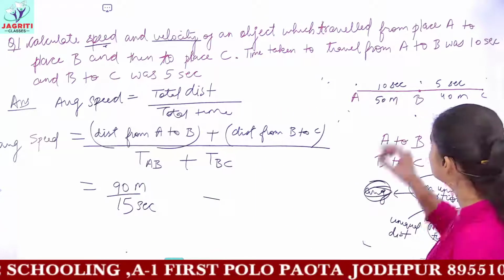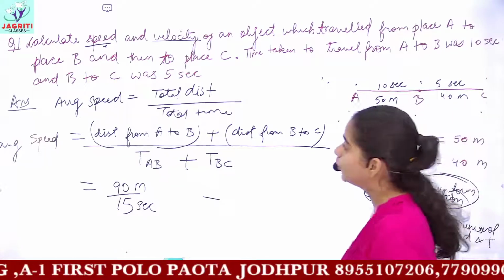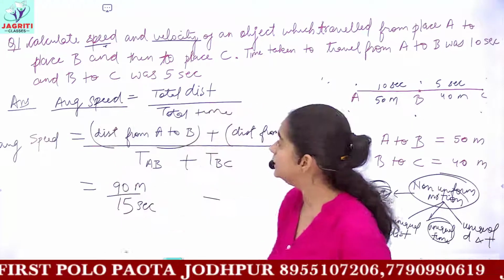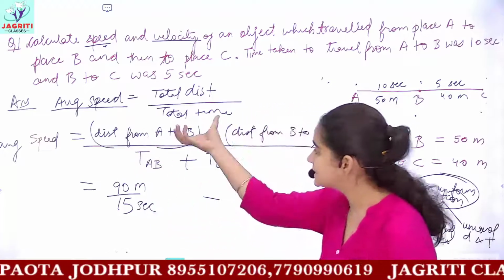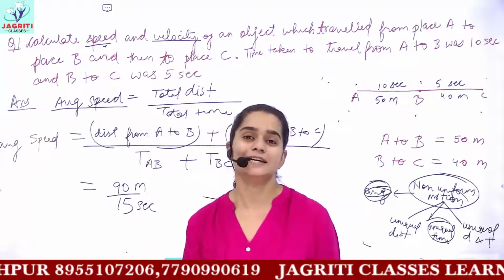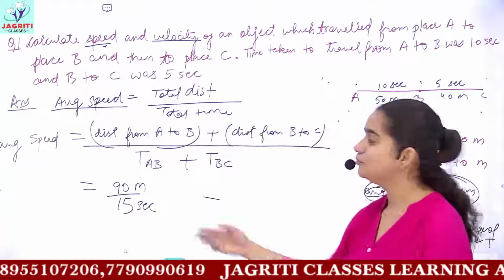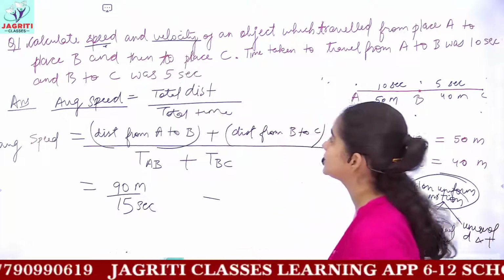Because you are given two different time intervals and two different values of distance, the formula which we used is of average speed, which says total distance upon total time. Total means add up the distance of the complete journey and divide by the total time of the journey which the object is traveling, then you would get average speed. In a similar manner, you can calculate average velocity here.